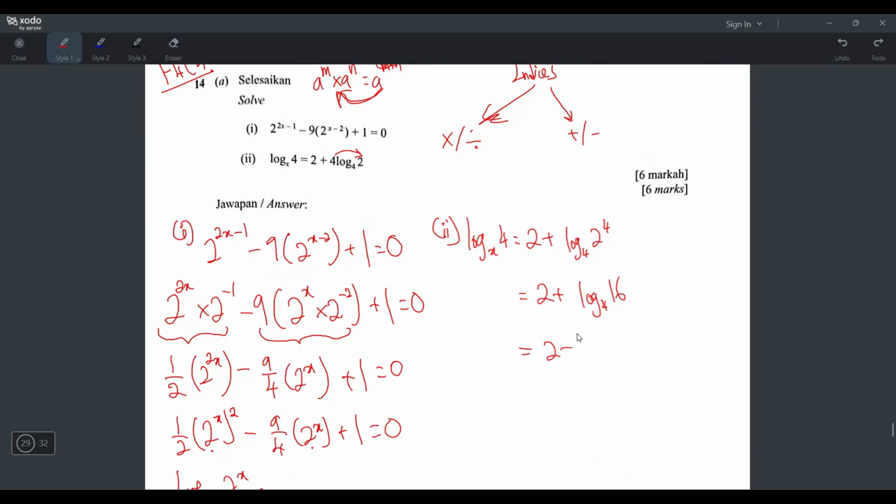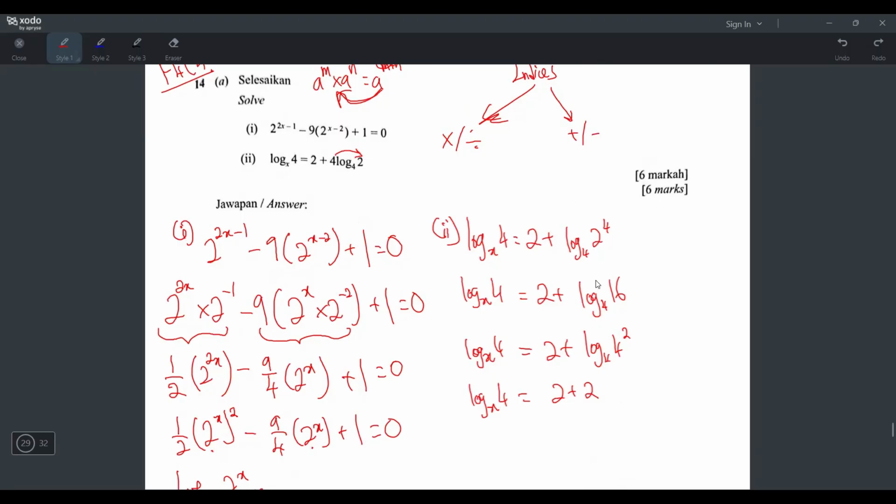The reason is because the 16 you can change to 4 power 2. And then when you change to 4 power 2, the 2 you can bring to the front, so it becomes 2 here. And then log 4 4, you can cut to become 1. That's why you don't need to write this, because 2 times 1 is 2. And then here is log x4, log base x of 4. Okay, understand this part.